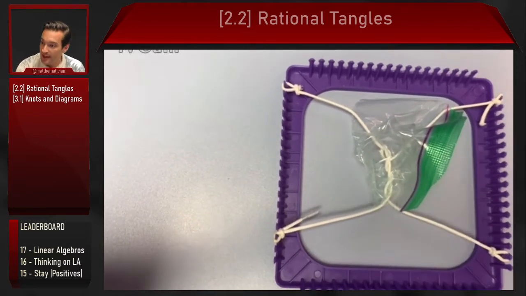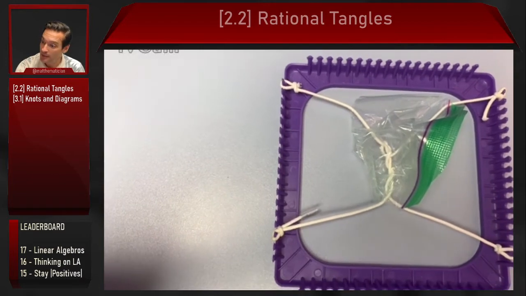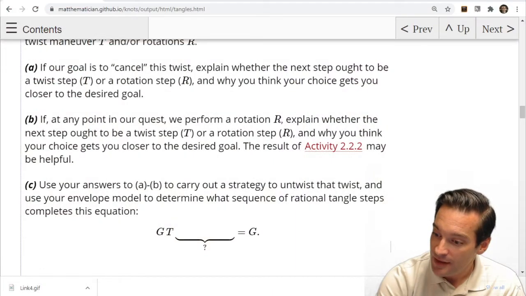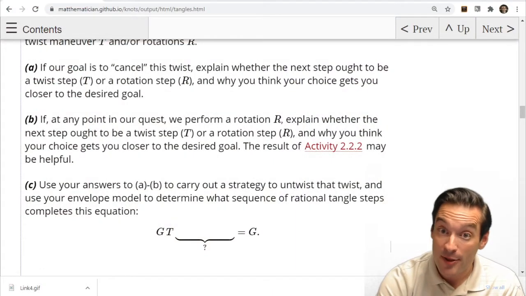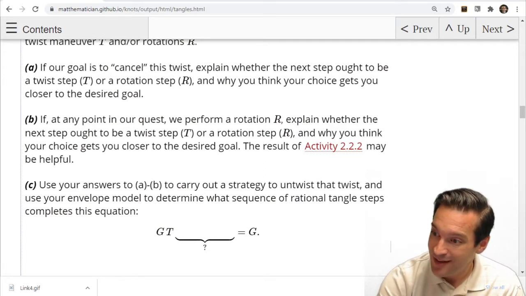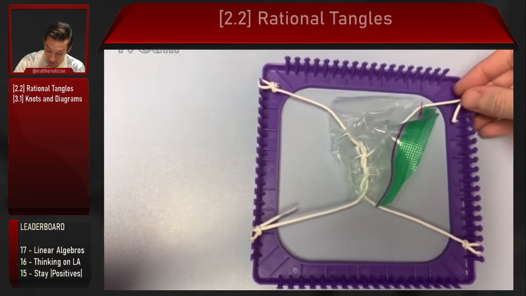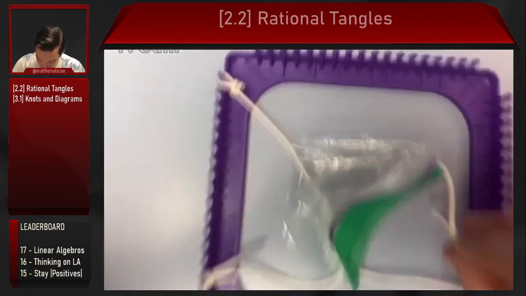So if my goal is to cancel out this T and get G by itself, my original tangle in the Ziploc bag, right? Then starting with R and then following it with another R is just going to get me back to GT. It's getting me back to my original problem. It's not getting me closer to having canceled out that T. So this kind of tells me that doing another rotation after I've just done a rotation is not very helpful in the cancellation regime. Instead, after every rotation, I should probably do another twist. So I'll do another twist here.